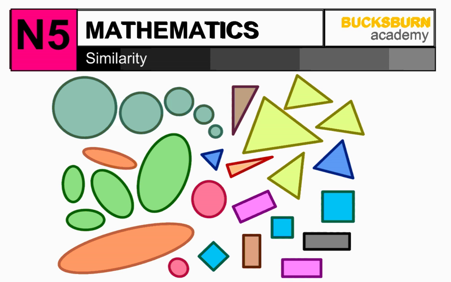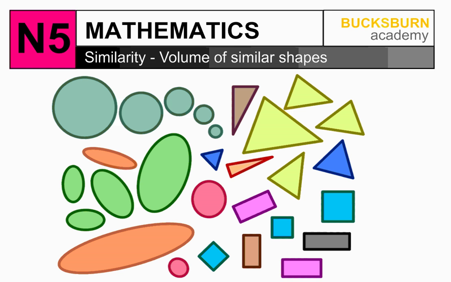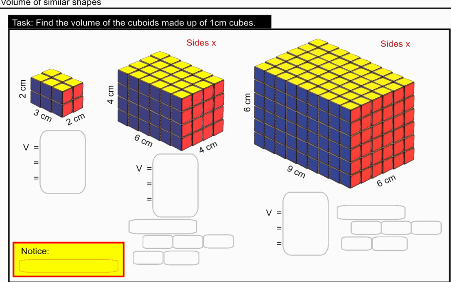This is the sixth video on the National 5 topic of similarity, and this video will be looking at the volume of similar shapes. What I'd like you to do is, if you look at this slide, pause it and just calculate the volume of each of these three cuboids, just in the space below. So for this one, if you can do the volume in that space there.